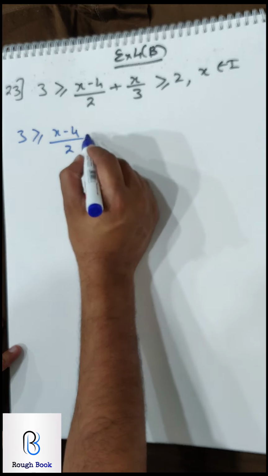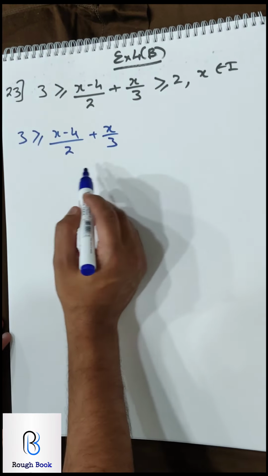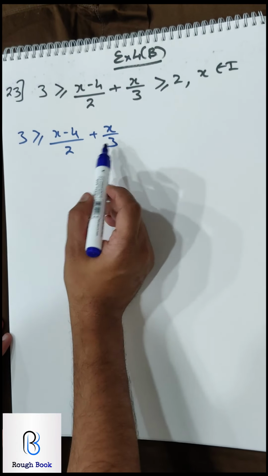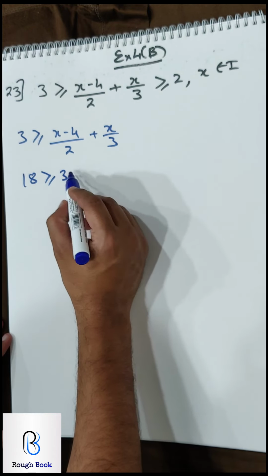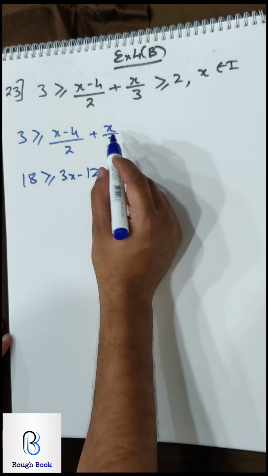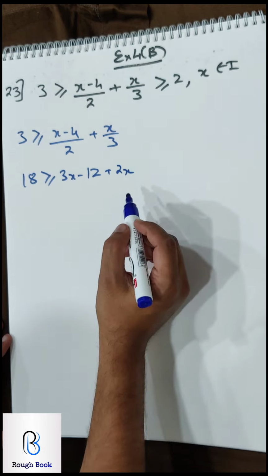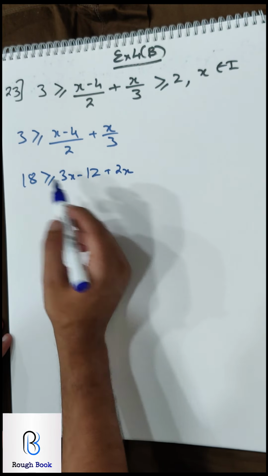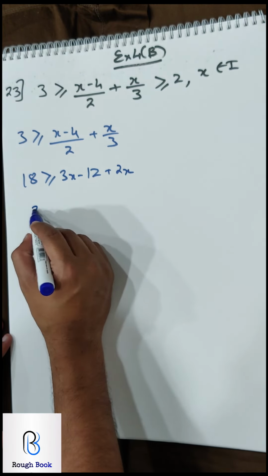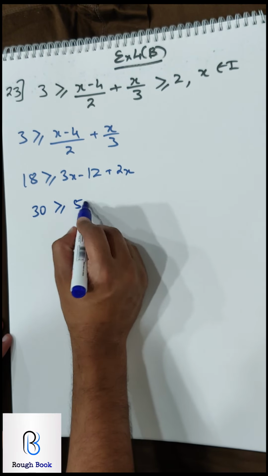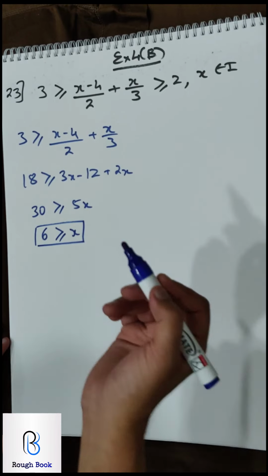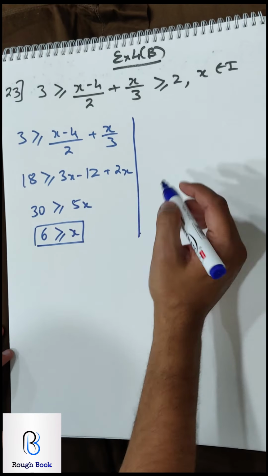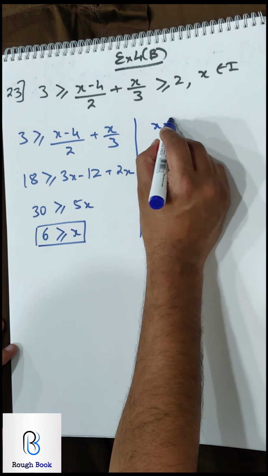So taking the first two parts, taking the LCM as 6, so 6 3s are 18, here 3 times and here 2 times. So 3 plus 2 will be 5 and 12 goes on the other side, so I'll have to add. So 30 less than equal to 5x. So 6 is greater than equal to x. This is part 1. Let's try the second part.